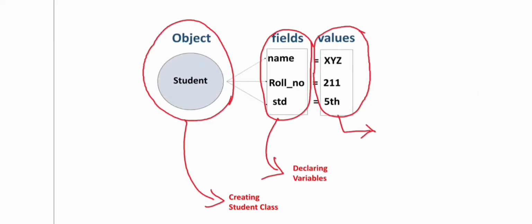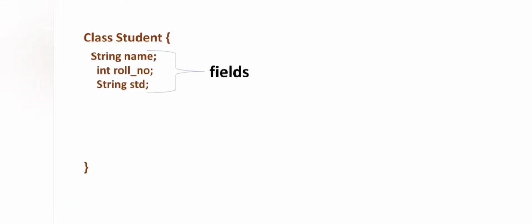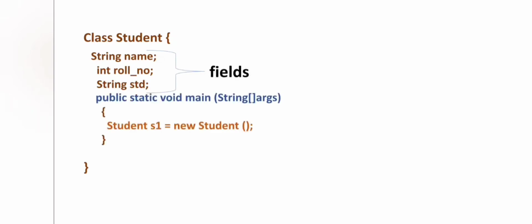Now let's understand it practically. Okay, so to create a student object, we need to create a student class. Okay, now we have to define fields, and fields are nothing but variables in Java. That is, we can define fields by declaring variables. Okay, so we can write like this. So these are the fields of the student object. Okay, now we are going to create an object. So to create an object, we can write like this.